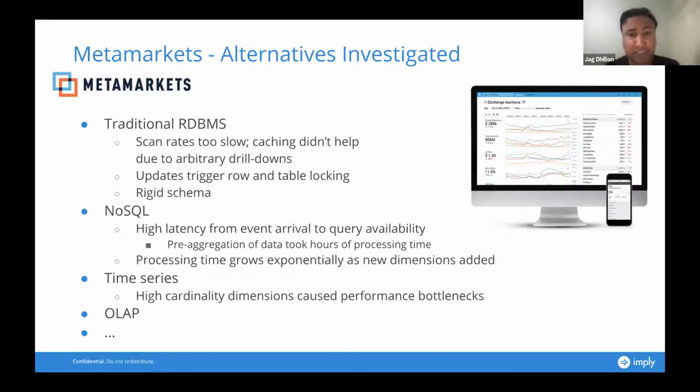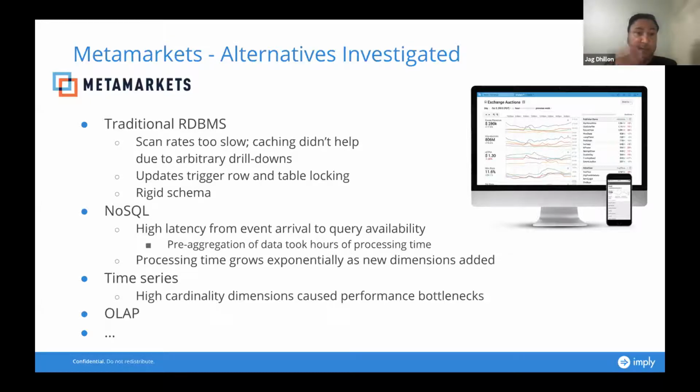They tried caching that. That didn't help because as the users start drilling down, it was still taking forever. Updates were triggering row and table locking. That didn't help. The schema was rigid. The users could not modify as they wanted, as they changed the pattern behavior of the users to see how the ads would behave, how the results would appear based on different scenarios.